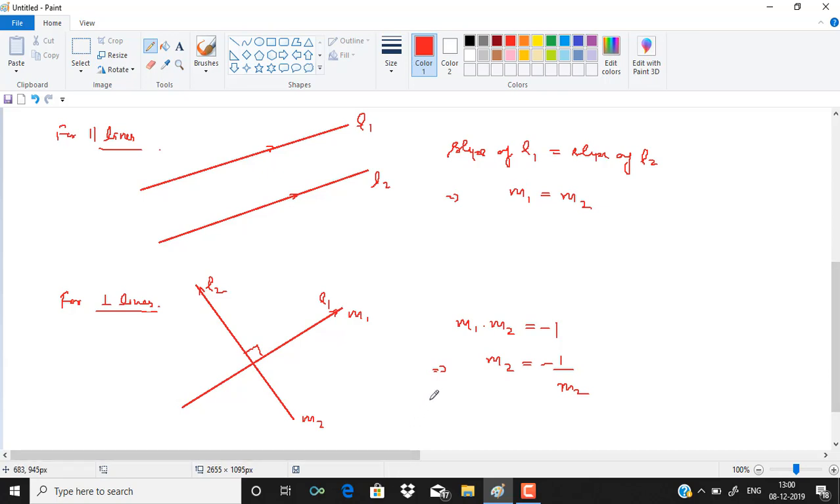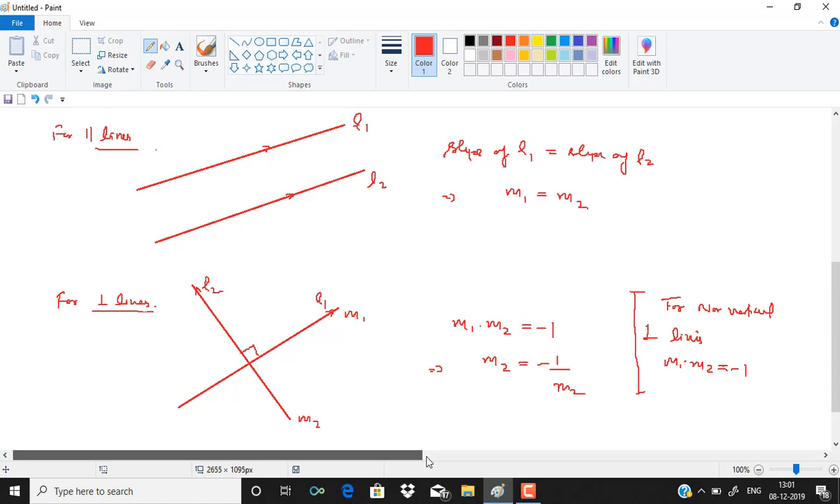Now when we talk about perpendicular lines, one thing we should remember is that these lines should be non-vertical. To be very precise, for non-vertical perpendicular lines, M1 into M2 is -1. Why? Because the slope of a vertical line is undefined.